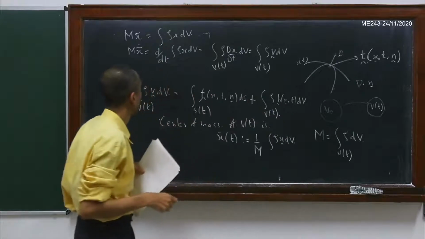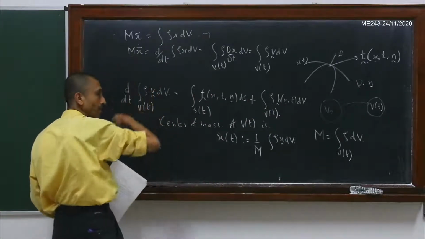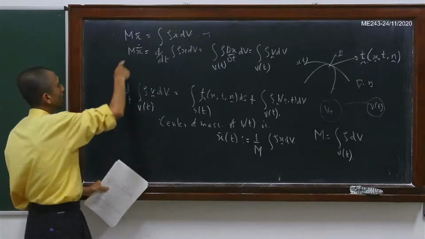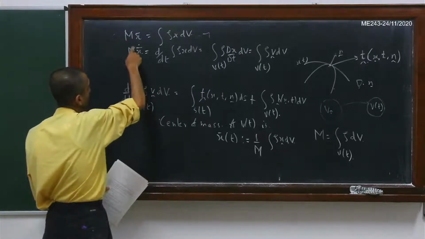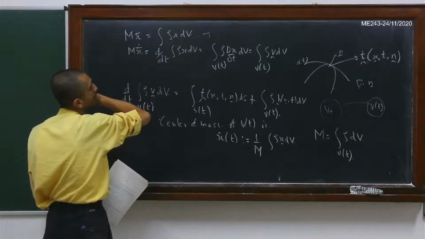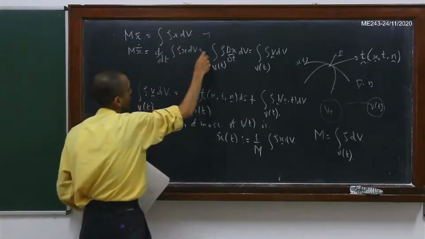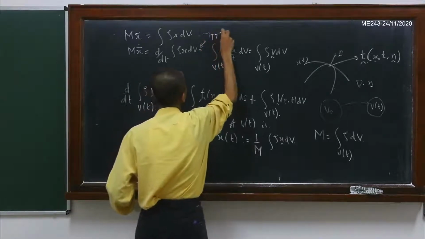See here, M is a constant because the mass does not change with respect to time, and so there is no derivative with respect to time for the mass part of this relation. And then M times x bar dot is d by dt of this, and then here I am using the second transport theorem. So this is TT2, right? Second transport theorem.